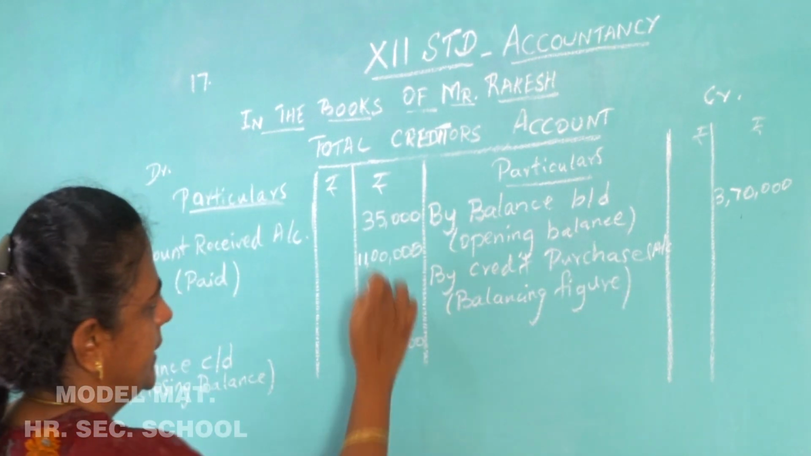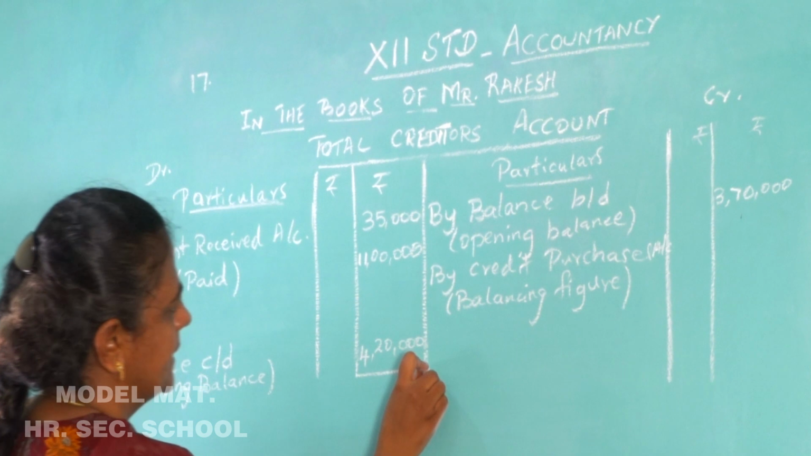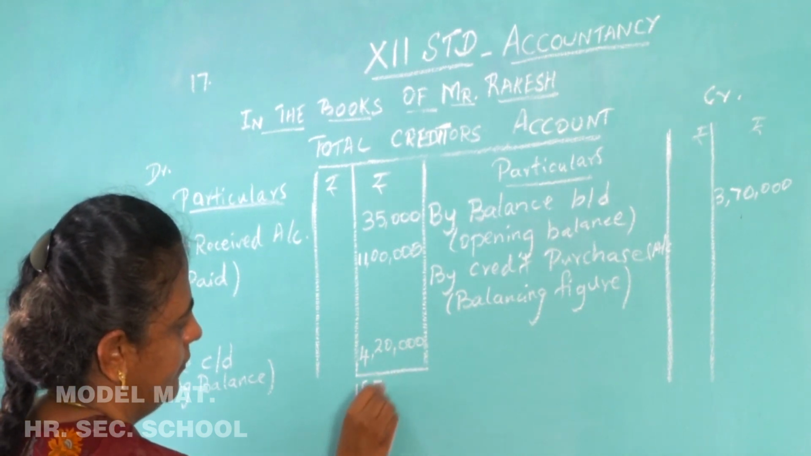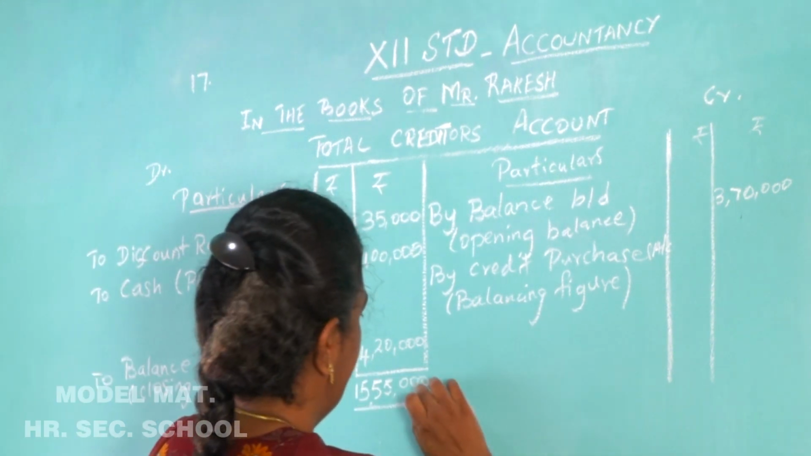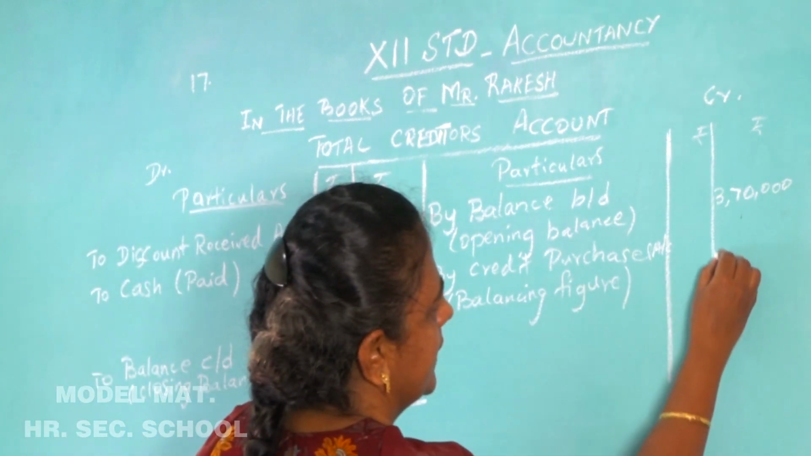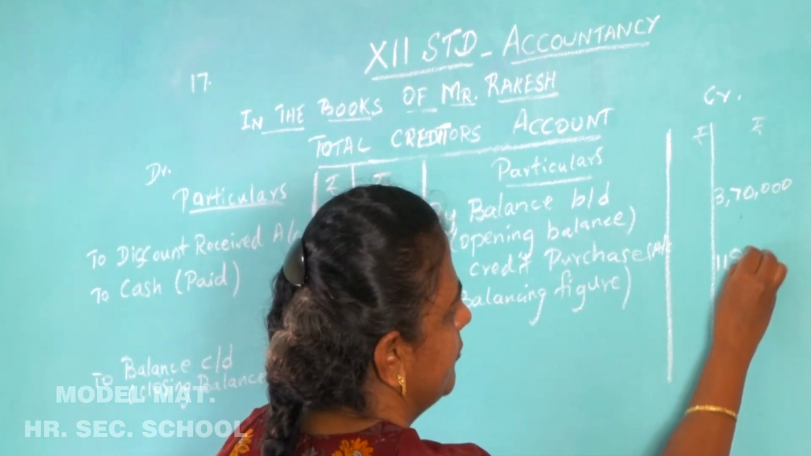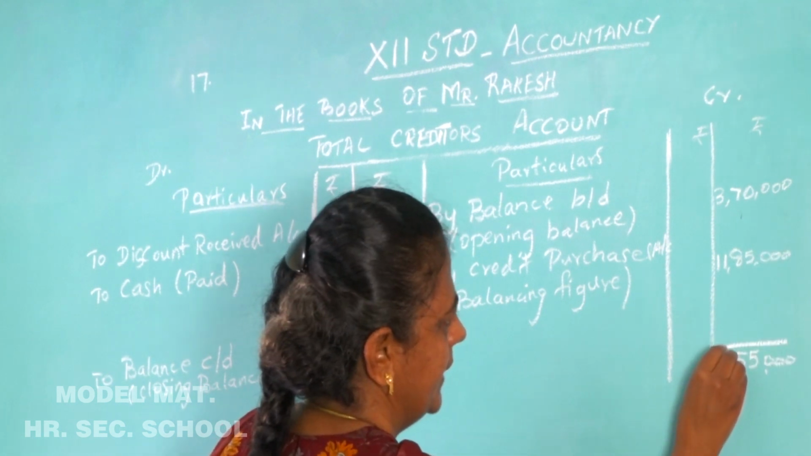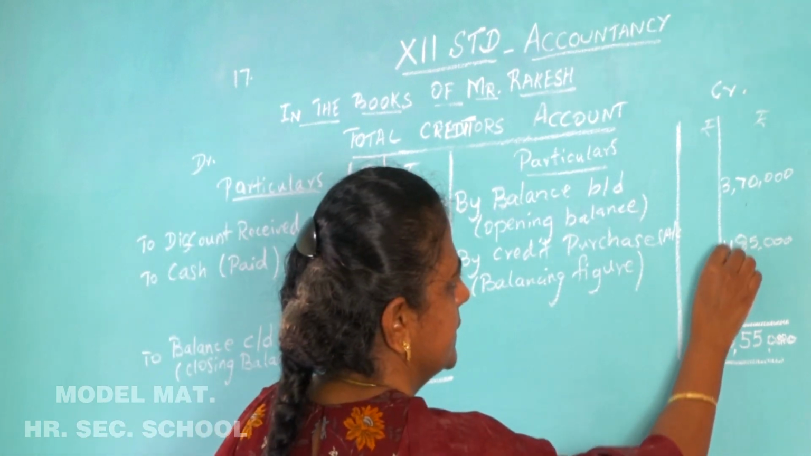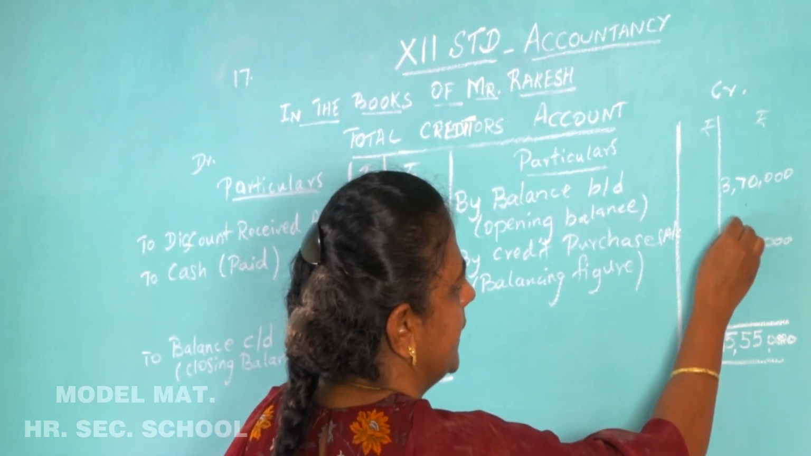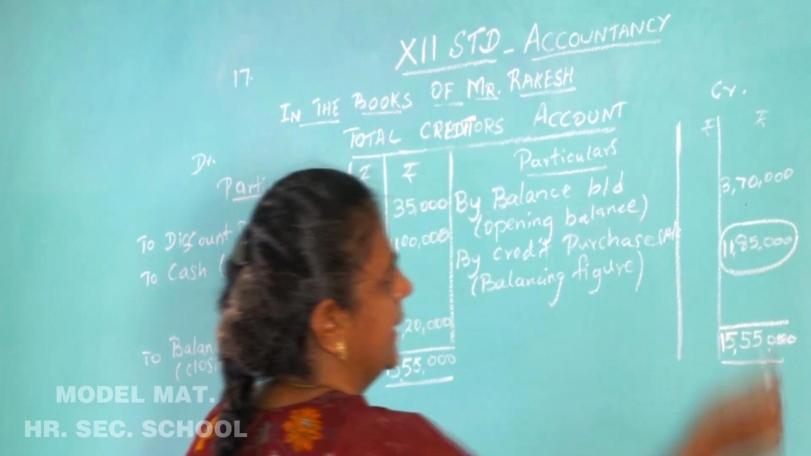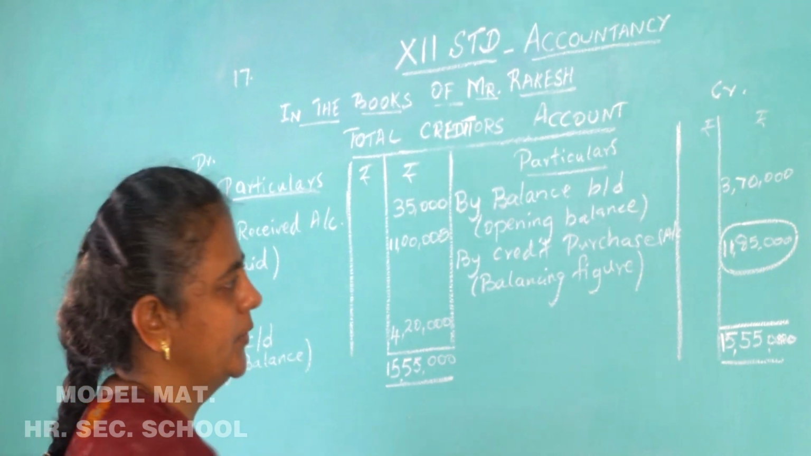So, first add all these. If you add all these, you will get 15,55,000. That minus this will give you your credit purchases, that is 11,85,000. Credit purchases is 11,85,000. So, put a box.